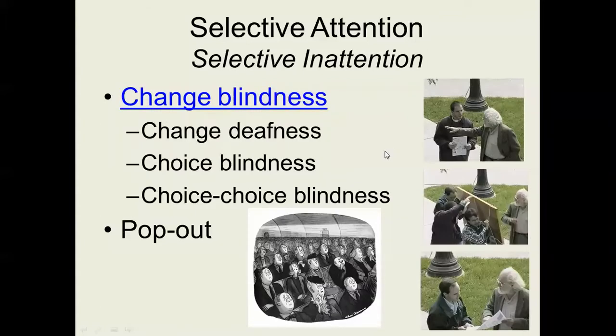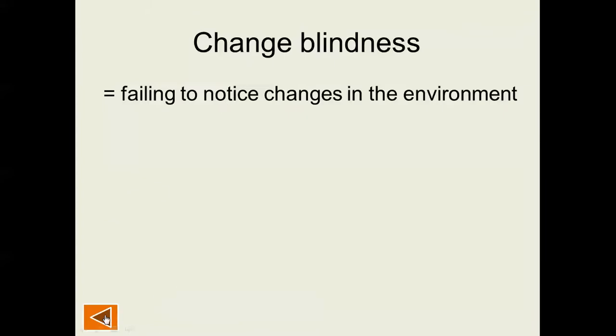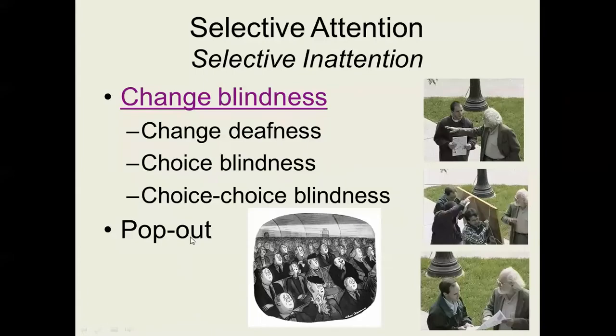Another form of inattentional blindness is called change blindness, and this is failing to notice changes in the environment. There's also change deafness and choice blindness. Let me see if I can get you a good definition here.